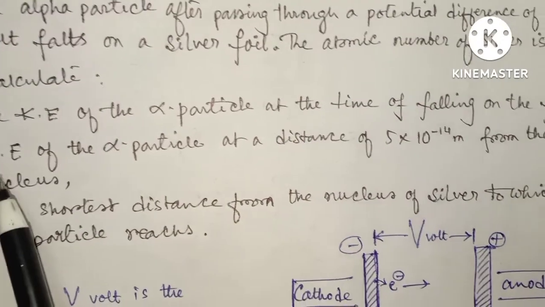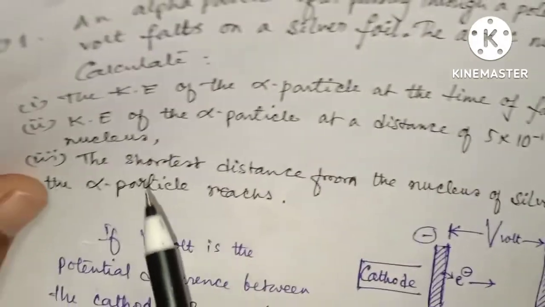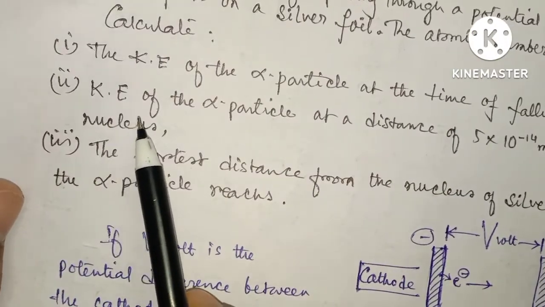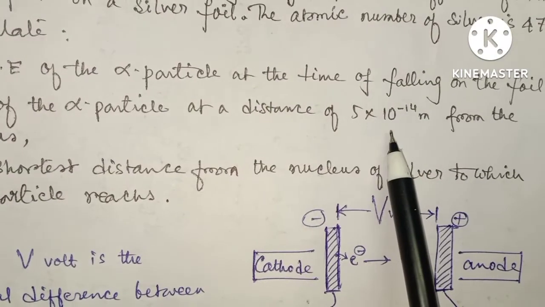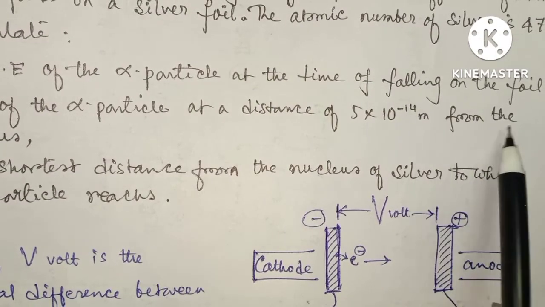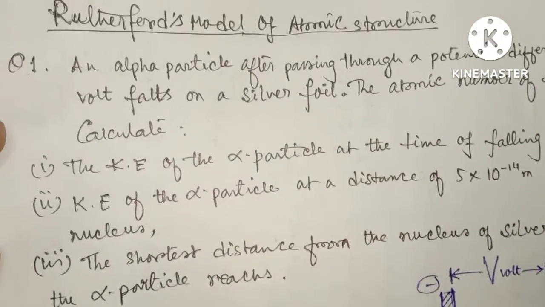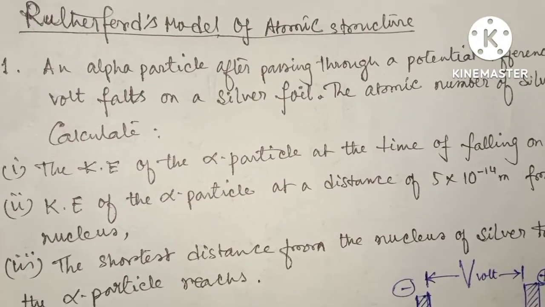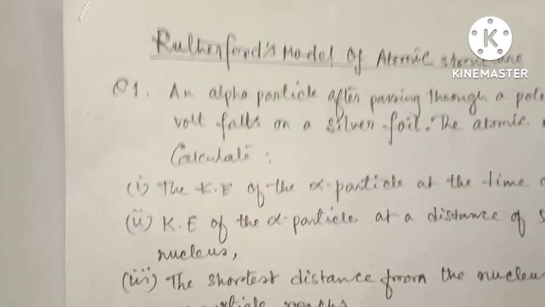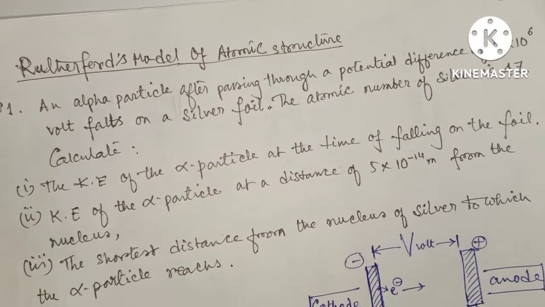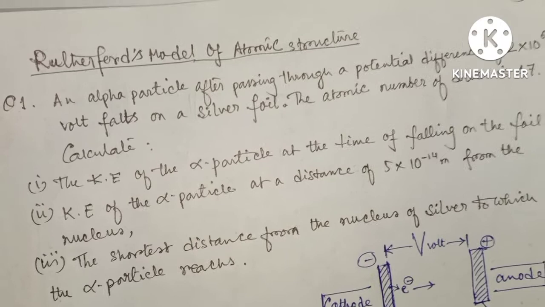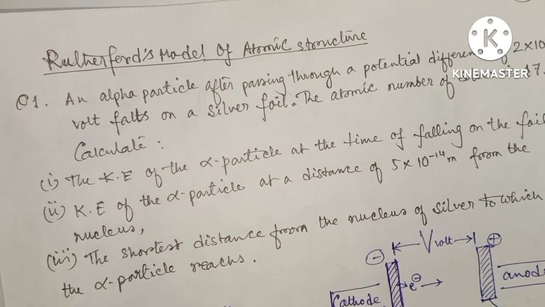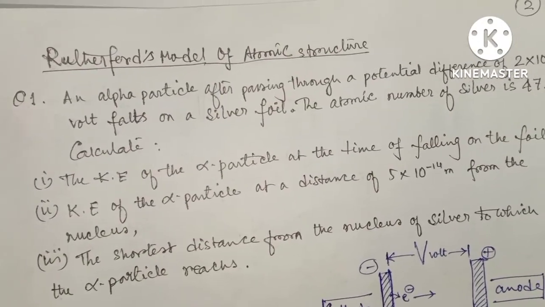And there are three parts. Second, we have to calculate the kinetic energy of the alpha particle at a distance of 5 into 10 to the power minus 14 meter from the nucleus. You may note down the total problem if you want. Here it is.